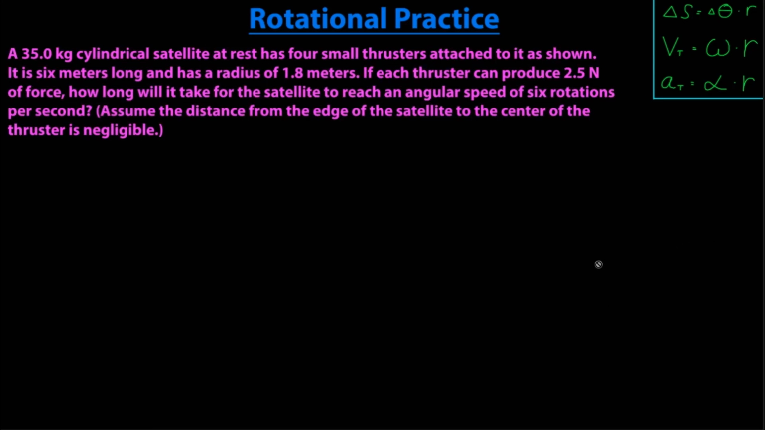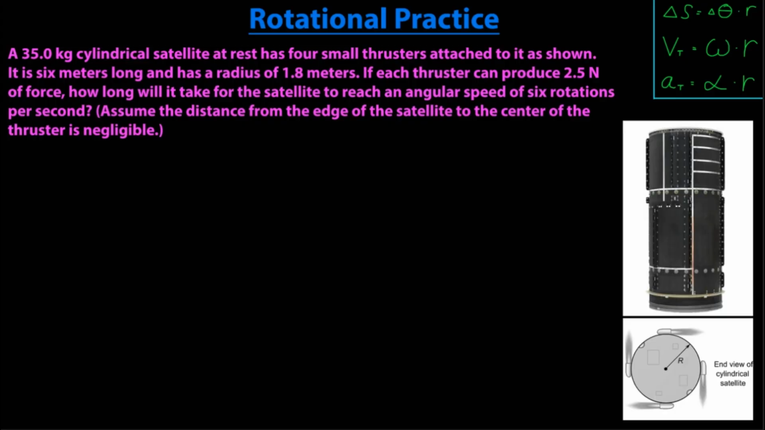A 35 kilogram cylindrical satellite at rest has 4 small thrusters attached to it as shown. Speaking of as shown, here is the satellite. This is a side view over here, and this is a top or end view of the satellite. So it's basically the shape of a soup can. It is 6 meters long and has a radius of 1.8 meters.